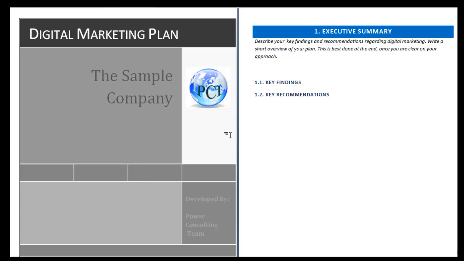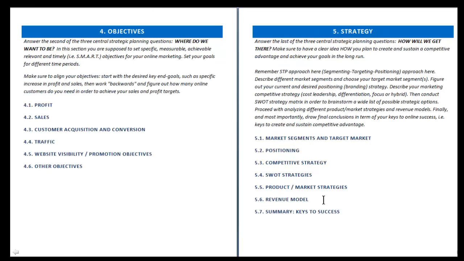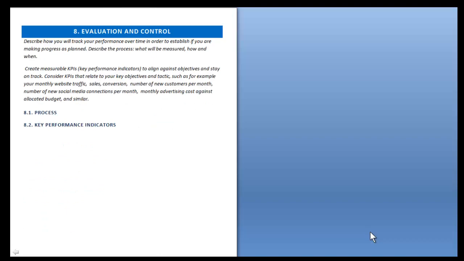You will tweak the cover page, and then you can see here the executive summary with a couple of hints and thoughts guiding you through the process, giving you an idea of what you are actually supposed to write about, followed by the introduction and the situation analysis, some tips here, and the structure. So your job is to fill in the blanks. You have objectives here, and the strategy, recommended structure, tactics, action, and finally evaluation and control.